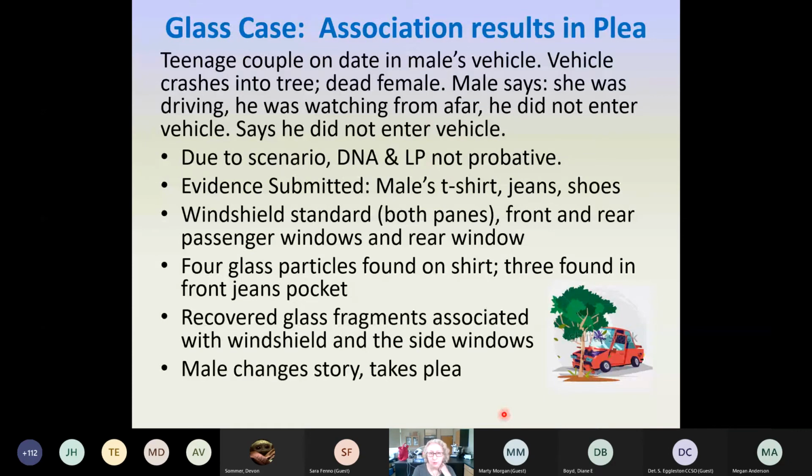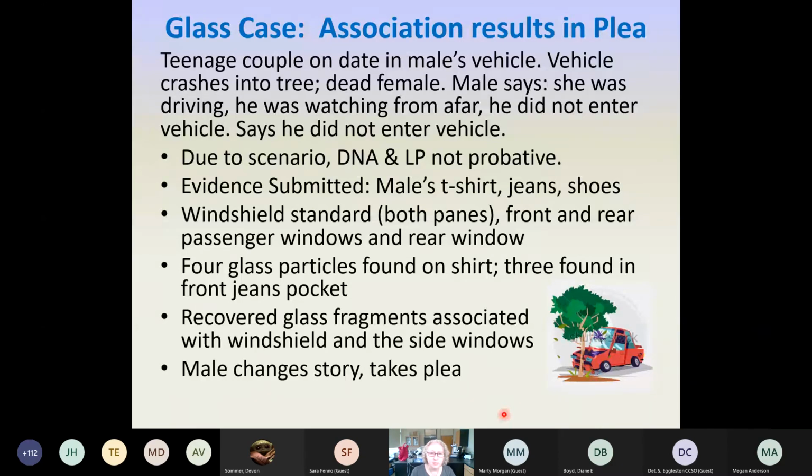So what we received were the male's clothing items. And then we also received the windshield standard, both panes, as well as standards from the front and rear passenger windows and the vehicle's rear windows. So there were a total of 4 broken windows on the vehicle. So it's quite a high impact crash into the tree. So the vehicle's windshield and then 3 other windows, we got standards from each.